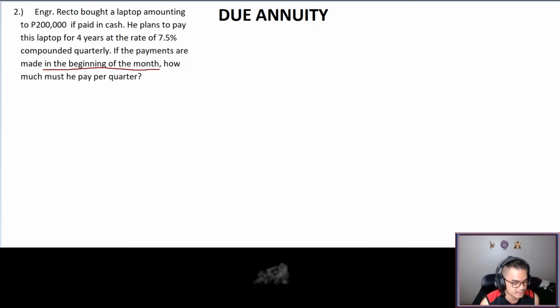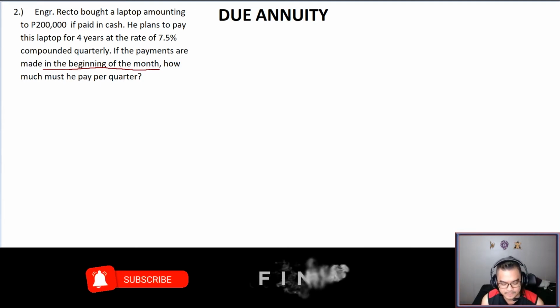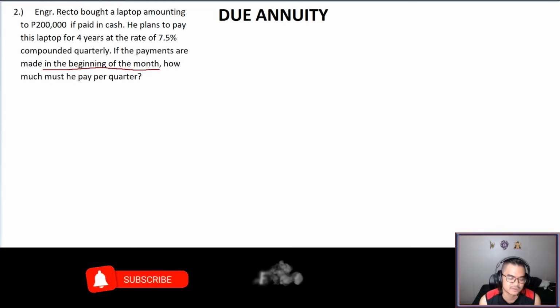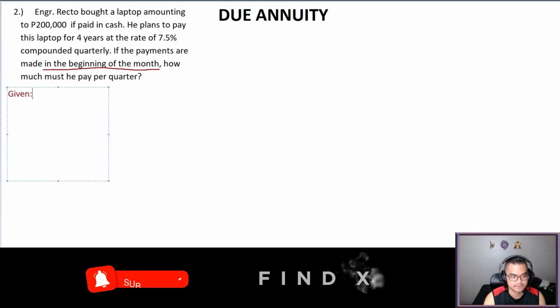If the mode of payment is not indicated, it doesn't indicate beginning or end, all you have to do is just consider it an ordinary annuity. So consider that the payments are made at the end of each month. Okay, so putting all the given.